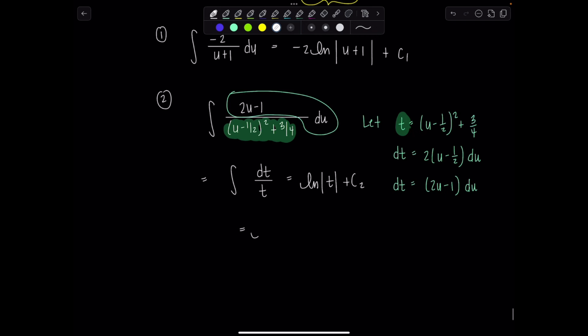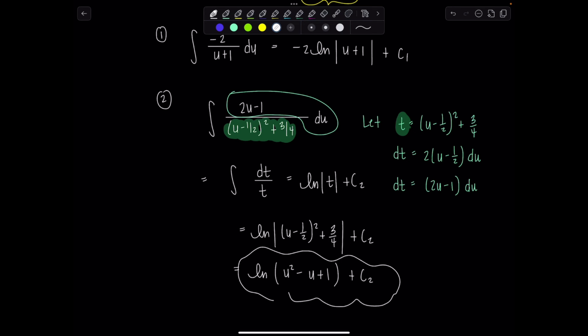So this is natural log absolute value u minus 1/2 squared plus 3/4 plus c2. And then, you know, before we completed the square, it was u squared minus u plus 1, which isn't going to be negative anyways, plus c2. So I could leave it like that. Good? Yay. So we're almost done.